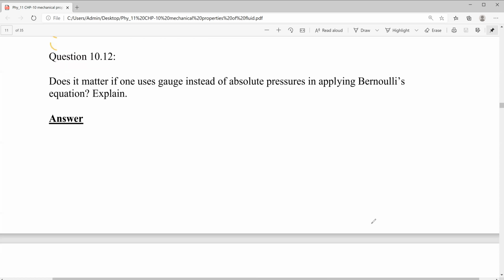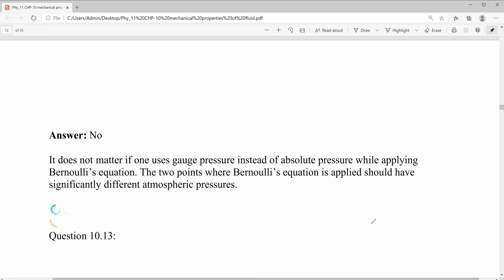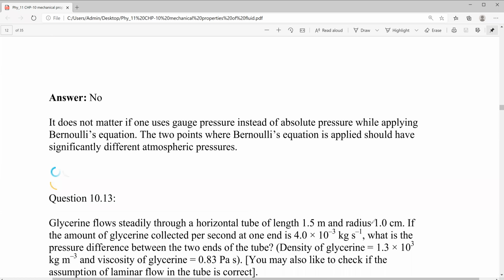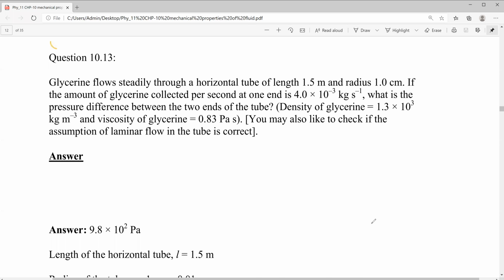10.12. For 10.12, the reason is that it does not matter if one uses gauge pressure instead of absolute pressure while applying Bernoulli's equation. The 2 points where Bernoulli's equation is applied should not have significantly different atmospheric pressure. And next question, 10.13. Go through the question.